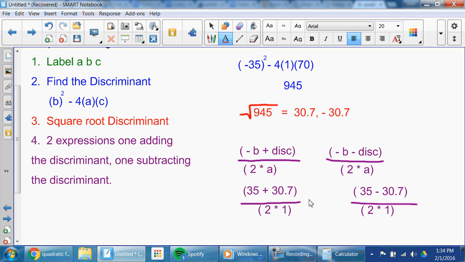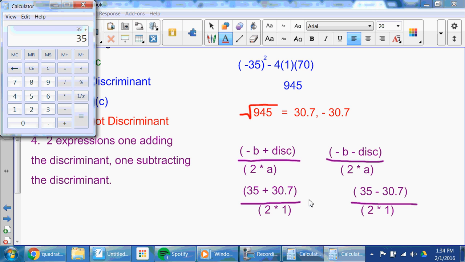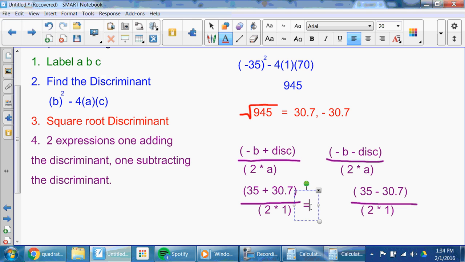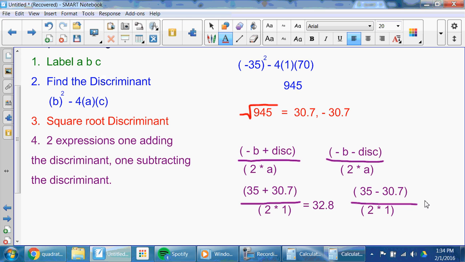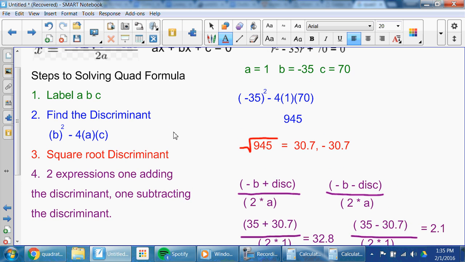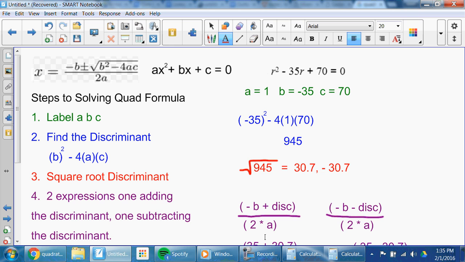So when I type these in my calculator, 35 plus 30.7, divide that by 2, which is 2 times 1, that gets me 32.8. The other one I would do 35 minus 30.7, and I would divide that by 2, and that gets me 2.15, so that equals 2.1. So in this situation, I would have 2 solutions. My solutions are 32.8 and 2.1. Follow these steps to help you solve quadratics using the quadratic formula.